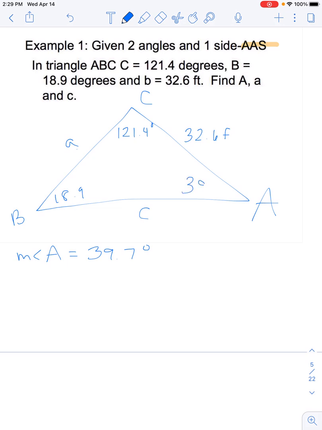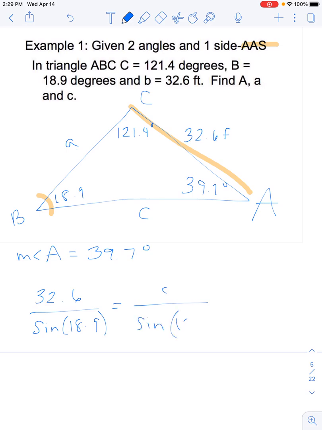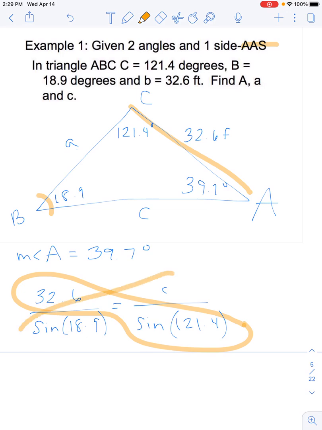Got 39.7 degrees. Next, I'm going to write my ratio of sine of B and side b, so 32.6 over the sine of 18.9. I'm going to find side c by dividing it by sine of 121.4. And I'm going to remember that if we have a proportion where two ratios are equal, we can set the cross products equal.